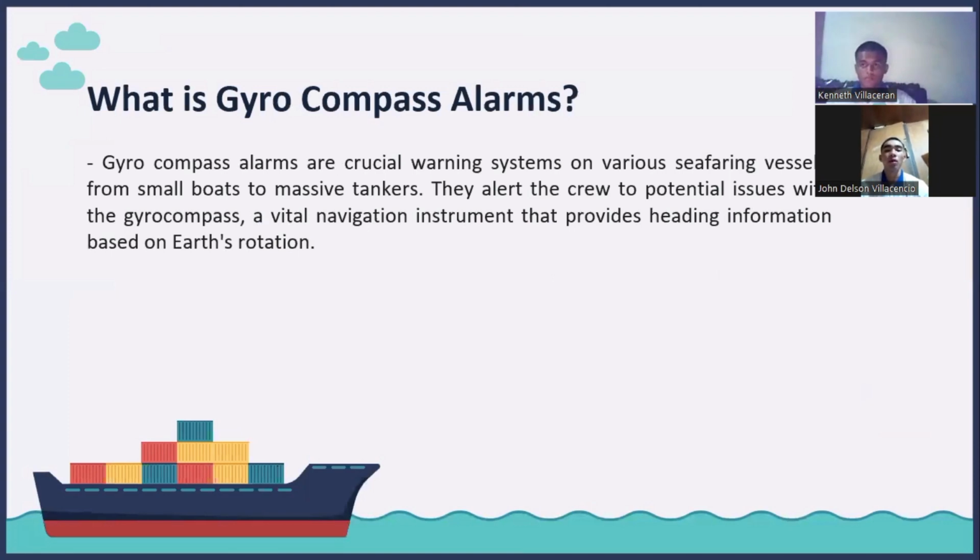What is gyro compass alarms? Gyro compass alarms are crucial warning systems on various seafaring vessels. From small boats to massive tankers, they alert the crew to potential issues with the gyro compass, a vital navigation instrument that provides heading information based on the Earth's rotation.